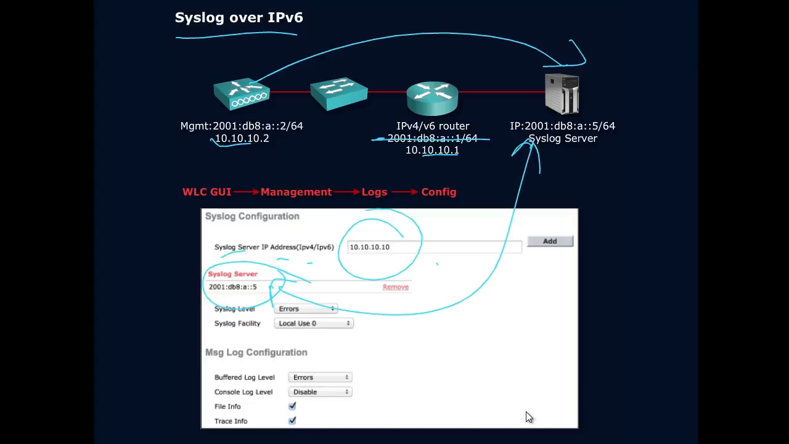Next, we set the level that we're going to record at, our syslog facility, local users that only allowed there. Message log, so errors, console level, disabled, file info, trace info. So we're deciding what level we're sending up to the syslog server in IPv6. Remember, this is under management, logs, and config.